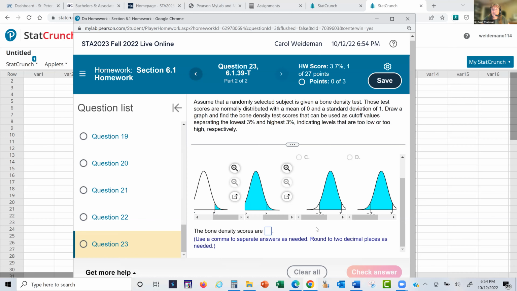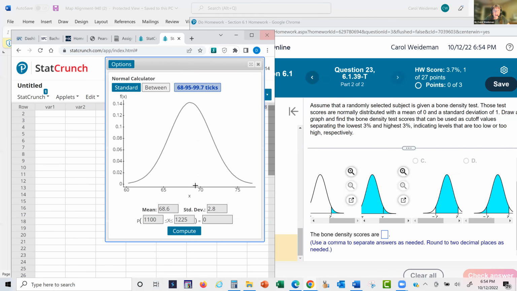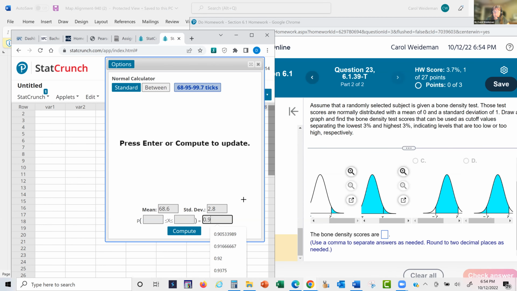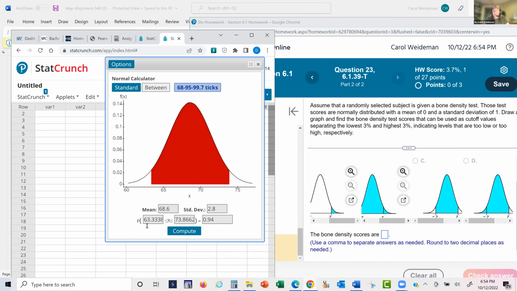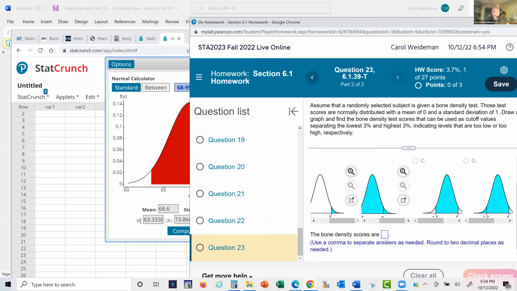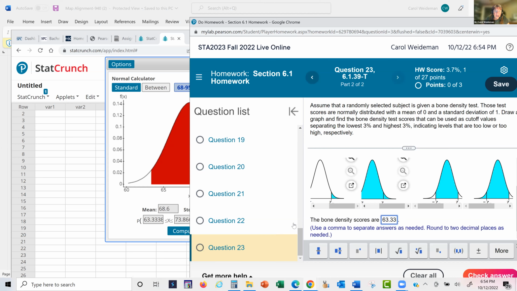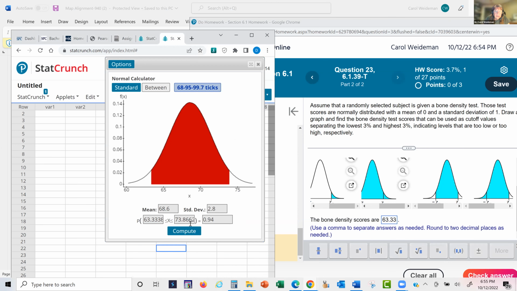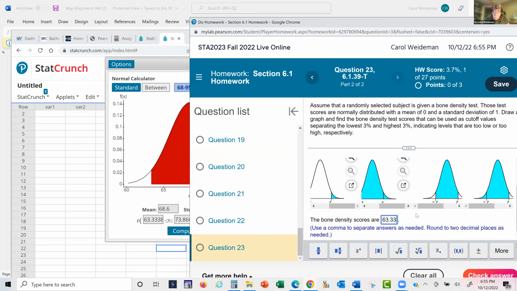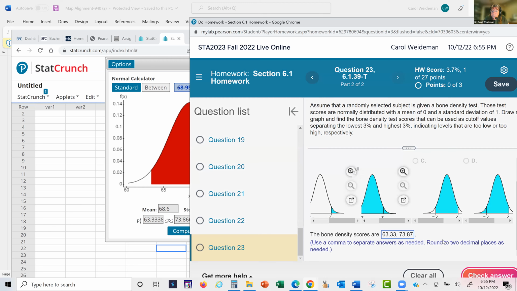Yes. So when you go to the tool, you are going to say, I want to find the z values that define the middle 94% of the data. And it's going to find them for you. Let me see what they want. 2 decimal places. So it's going to be 63.33. Let's go ahead and put them in, make sure we got it right. 63.33, comma, 73.87. Oh no, what did I do?